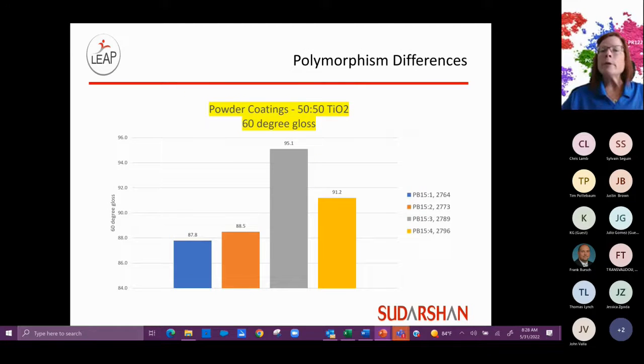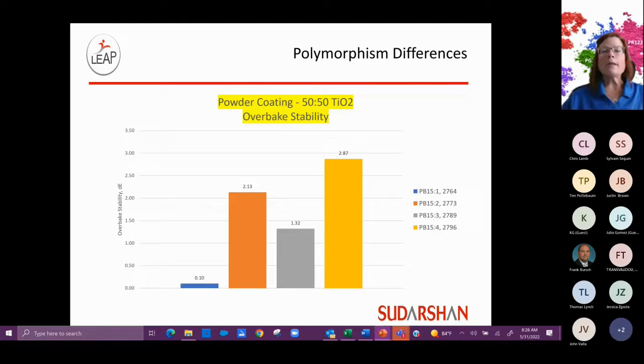So continuing on the theme of comparing the crystal structure differences in terms of properties, here is the same powder coating formulation, taking a look at gloss. In this particular property, the 15-3 modification provides the highest gloss of all 4 modifications in this formulation. And in overbake stability, again, same powder coating formulation, it is the 15-1 that has the best performance of all 4 modifications for this particular property.